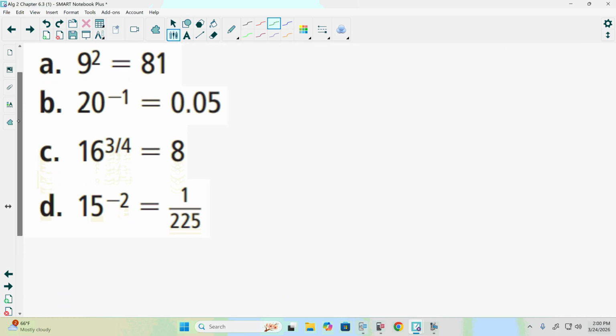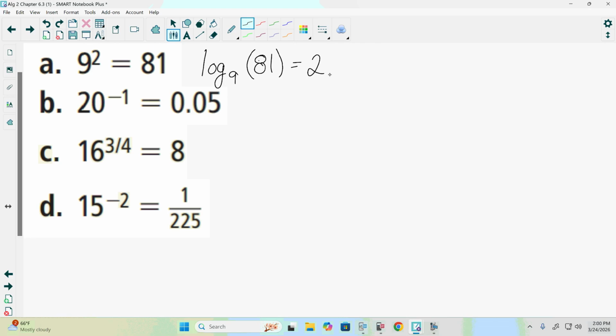All right. 9 squared equals 81. So log base 9 of 81 is equal to 2. Because really log base 9 of 81 is saying 9 to what power is 81. How many times do we need to multiply 9 by itself to get to 81? And that is twice.